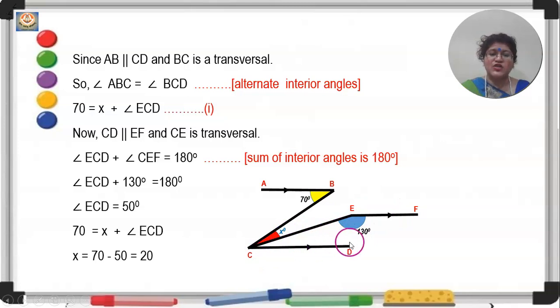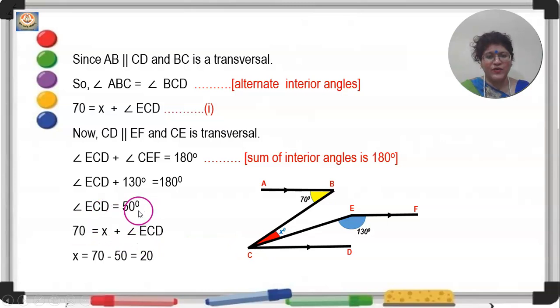EF is parallel to CD, right? And EC is the transversal. Now if EC is the transversal, this angle that you get and this angle, that is angle CEF plus angle ECD, will be equal to 180 degree because they are interior angles. So 180 minus 130 degree is equal to 50 degree. So angle ECD equal to 50 degree.